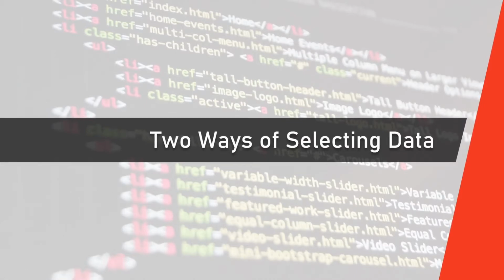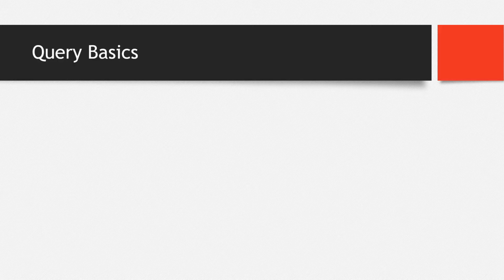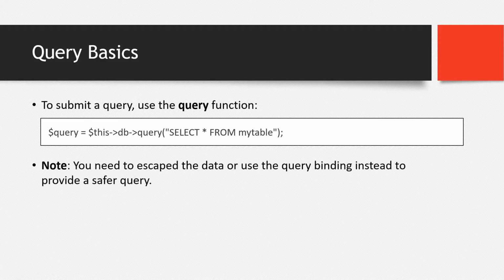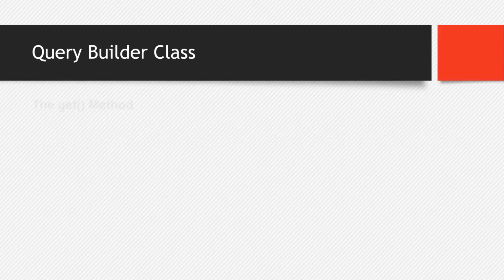So there are two ways of selecting data. First, we have the query basics, wherein we're going to use the query function and then specify the query string. Note, you need to escape the data or use the query binding instead to provide a safer query. Okay? Then the other way will be the query builder class, wherein this is the method that we had used earlier.